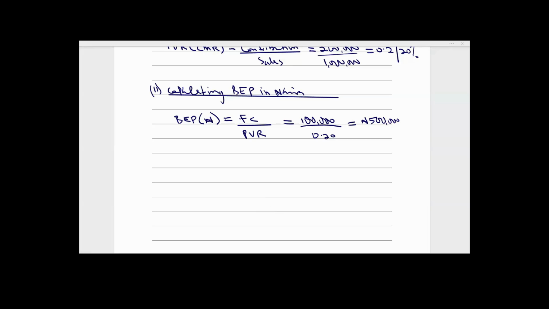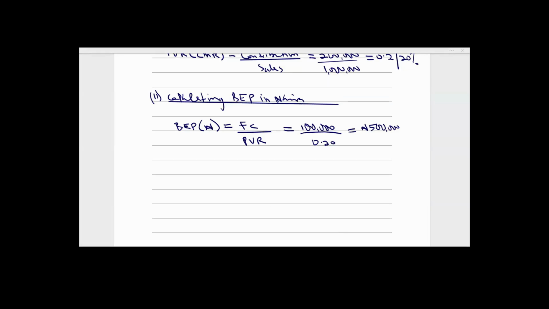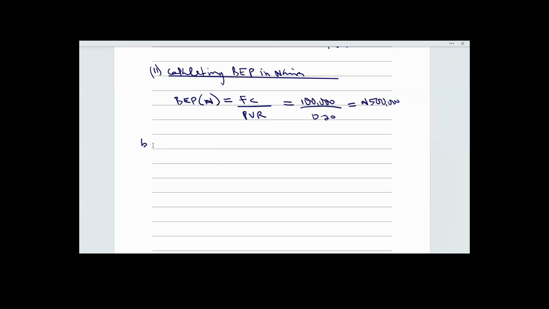We then move to requirement number B. You are told that there are two requirements in B. You are told that a proposal has been made to increase fixed cost by 10,000 naira. If sales and variable costs remain unchanged, compute the break-even points. So we increase fixed cost by 10,000. Number B, Roman figure 1.